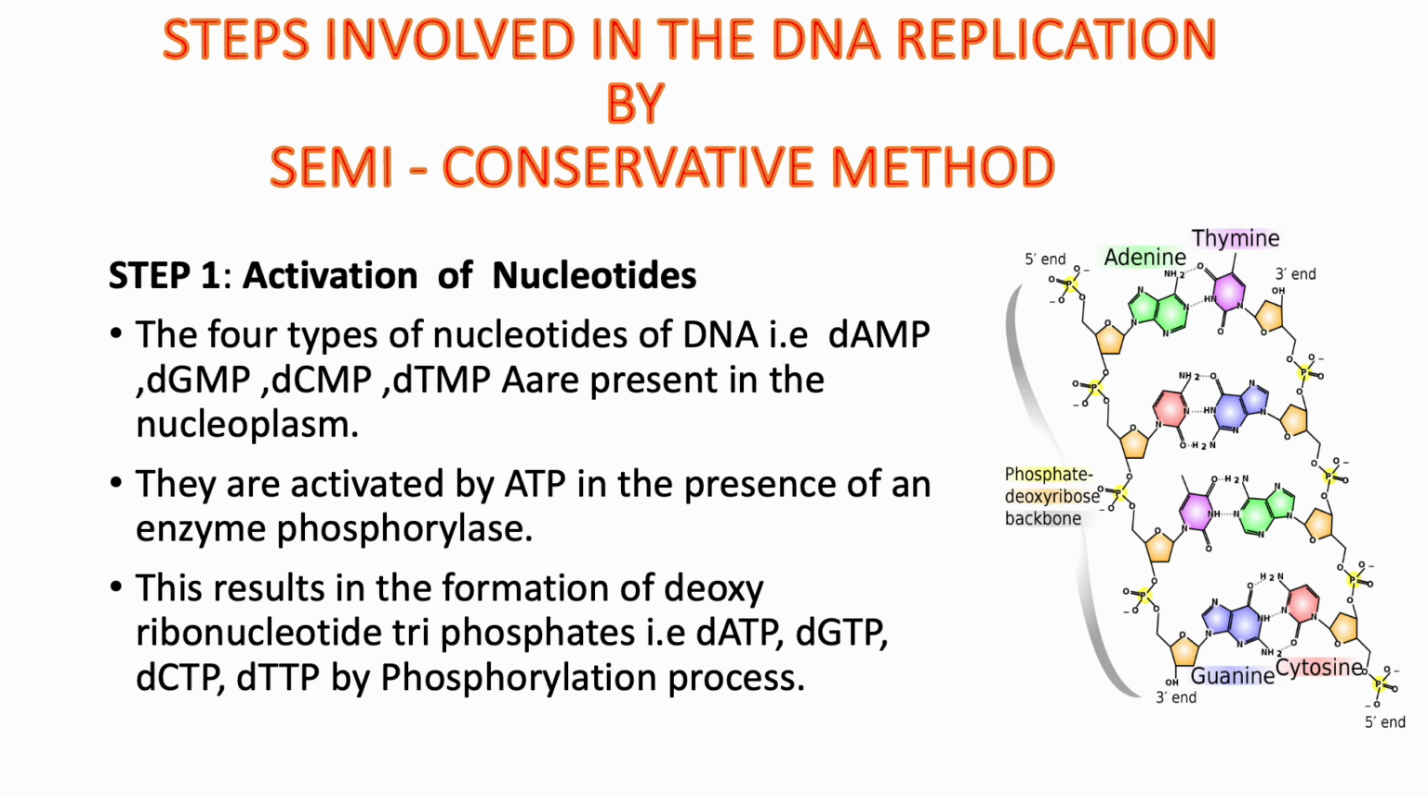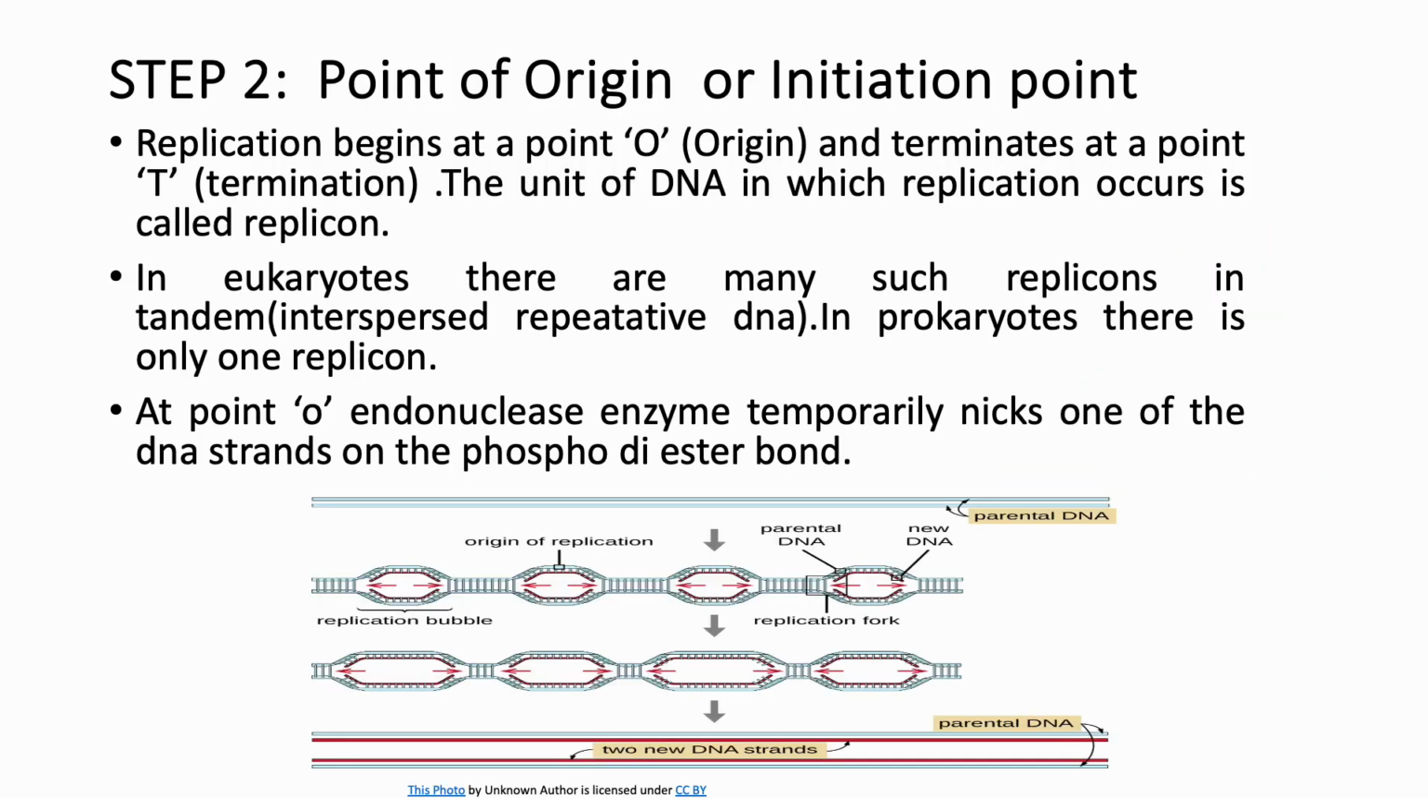So this results in the formation of deoxyribonucleotide triphosphates, that is dATP, dGTP, dCTP, dTTP, by the phosphorylation process in the presence of the enzyme phosphorylase. So the monophosphates are phosphorylated to triphosphates.